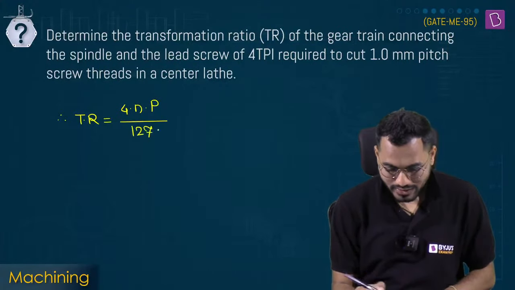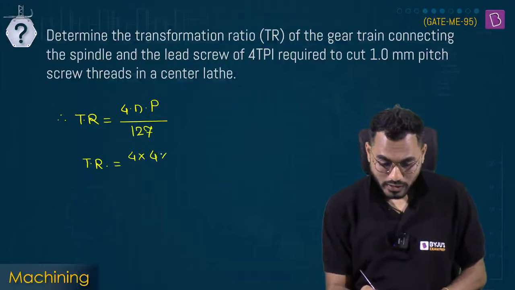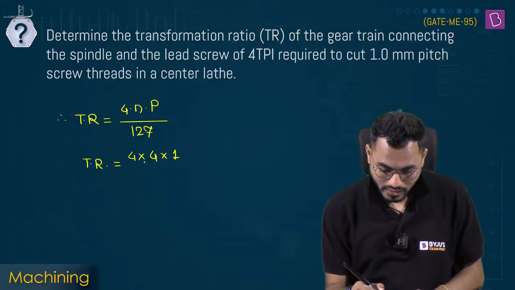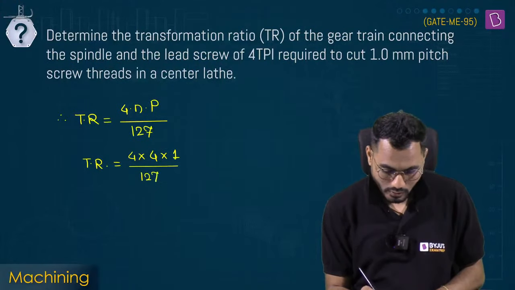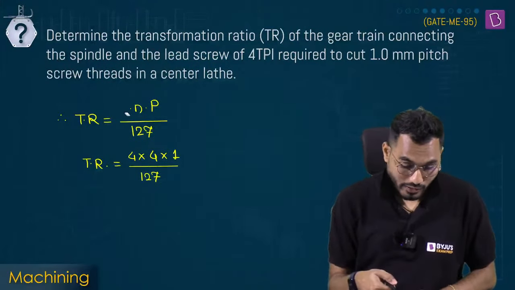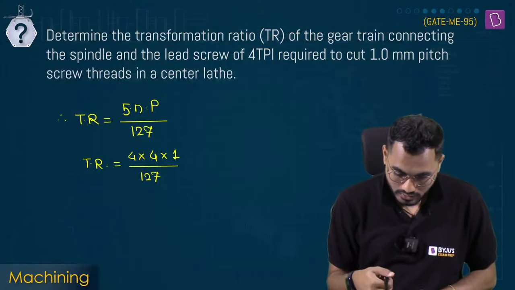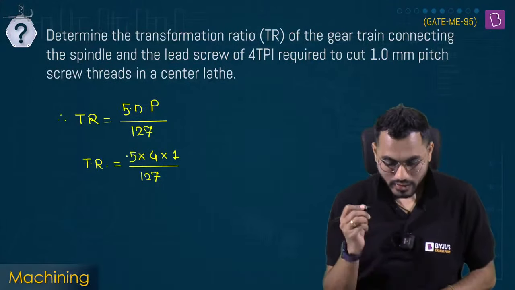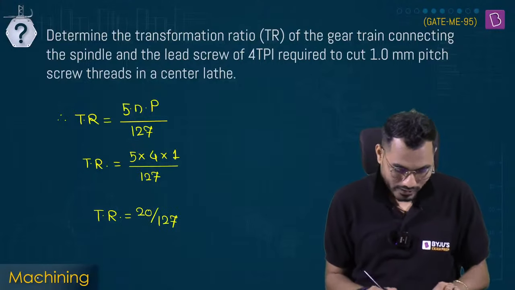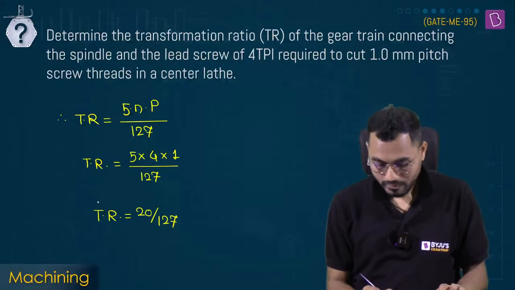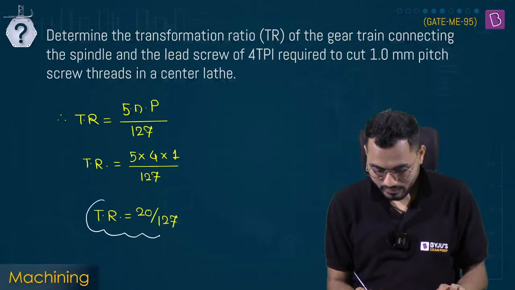So I'll say the train ratio is exactly equal to 4 threads per inch. What is the pitch? Pitch of the thread is 1 millimeter divided by 127. Sorry, it is 5 NP, not 4 NP. So it has to be 5 into N into P, and N stands for number of threads. Yes, 20 by 127. Very correct. So train ratio is exactly equal to 20 divided by 127.